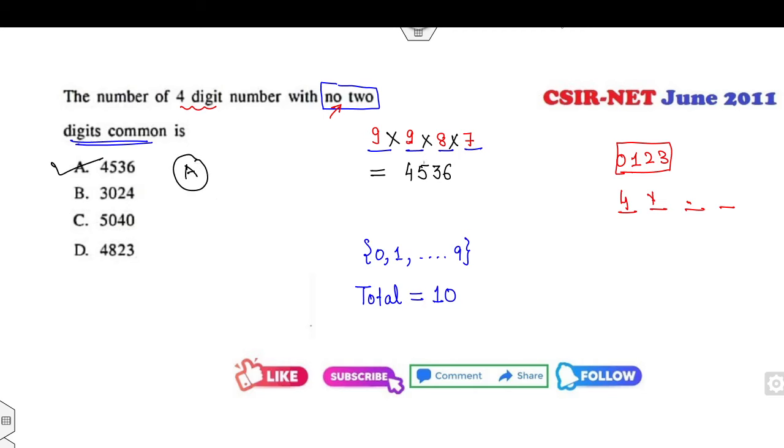Otherwise, you can also discard the option. You can see it is an even number. Once you multiply this by 8, the number must be even. This number is not even. You can see this number must be divisible by 9. This number must be divisible by 7 as well. So you can write answer A is my correct answer.